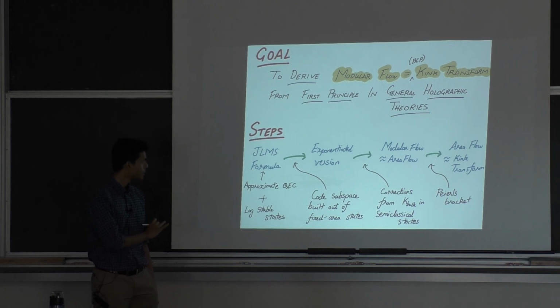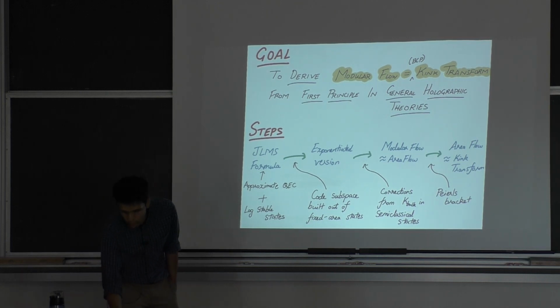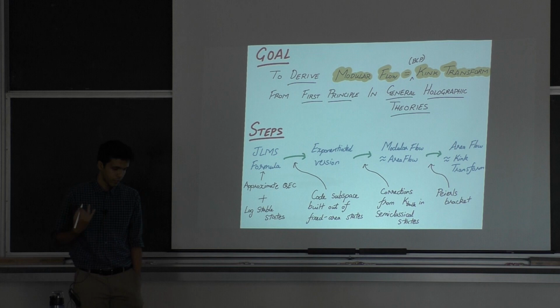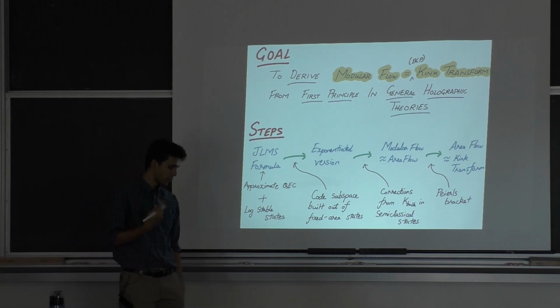Once we have that, since we want to take the modular Hamiltonian and exponentiate it to get the modular flow, it's actually non-trivial to even take the JLMS formula and find an exponentiated version. It turns out that you need a particular form for the code subspace.